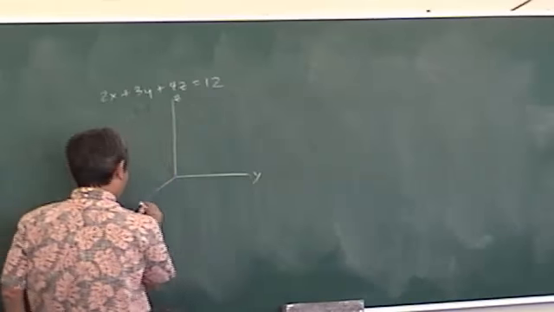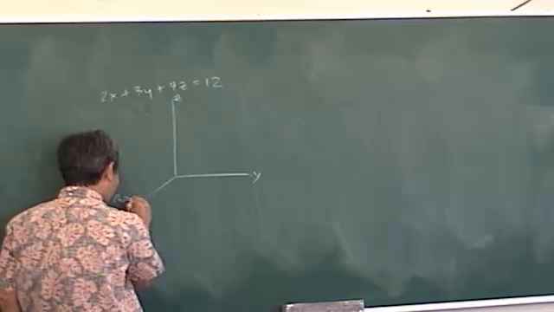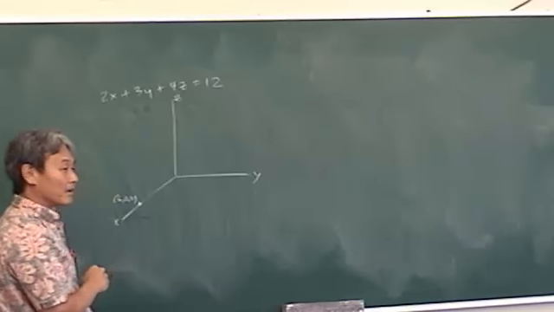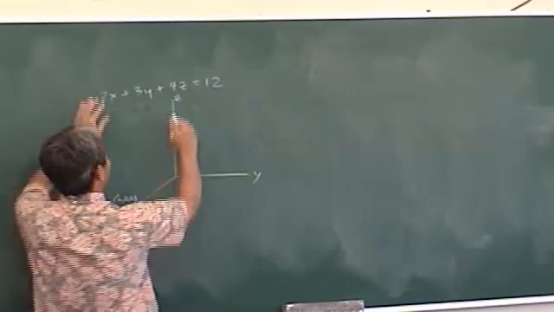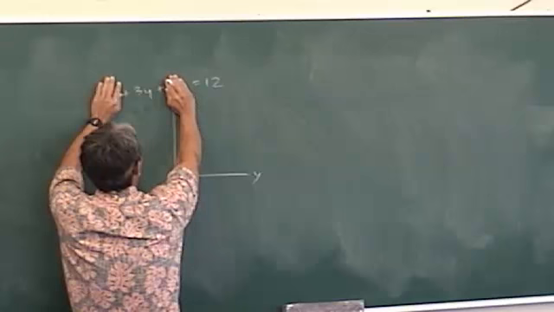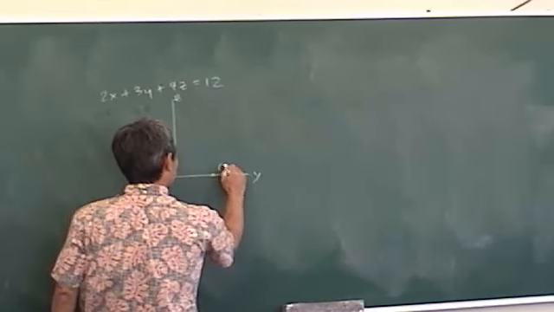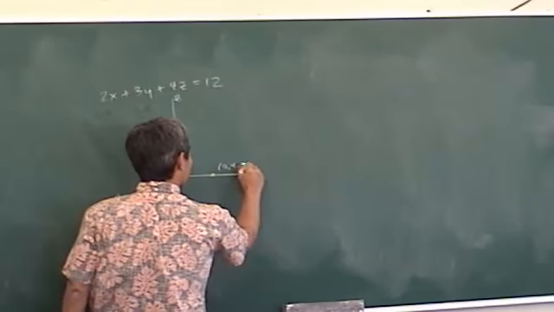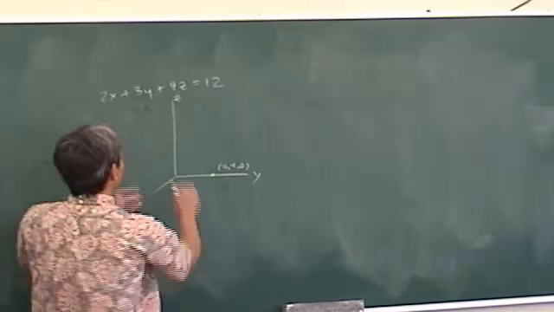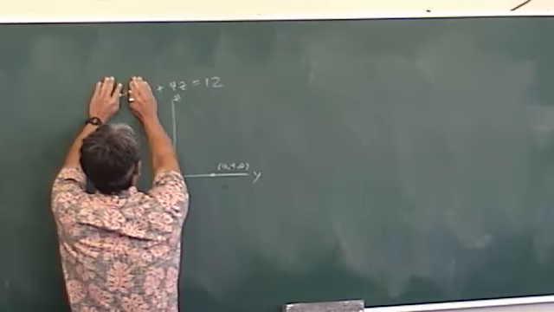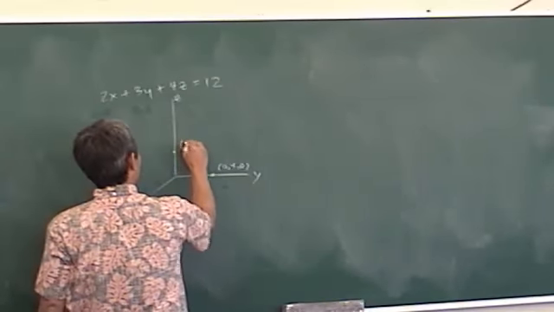6. So here is the point 6, 0, 0. That's the x-intercept. What's the y-intercept? You set x and z equal to 0, 4. So here is the point 0, 4, 0. That's the y-intercept. And how do you find the z-intercept? You set x and y equal to 0 and you get 0, 0, 3.